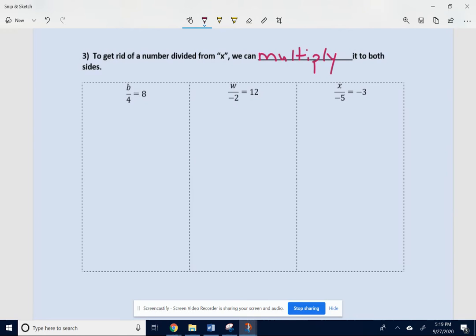So we have b divided by 4 is equal to 8. Since 4 is being divided, we're going to multiply it. And you guys remember that a multiply sign, sometimes we use a dot instead. Sometimes we use a dot to mean multiplication. So to get rid of that divided 4, I'm going to multiply the left by 4. And I also have to multiply the right by 4.